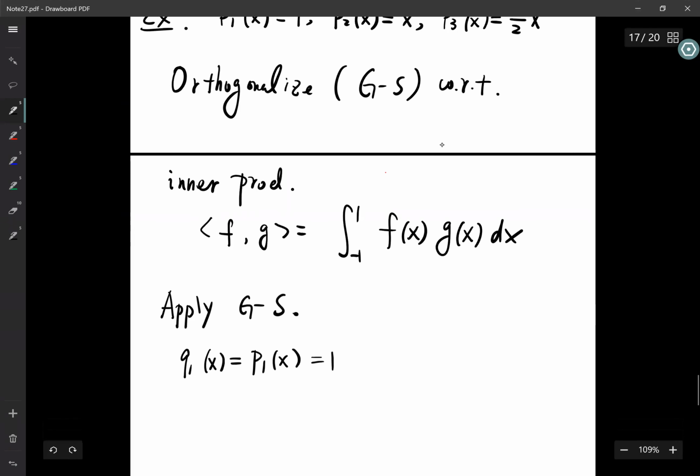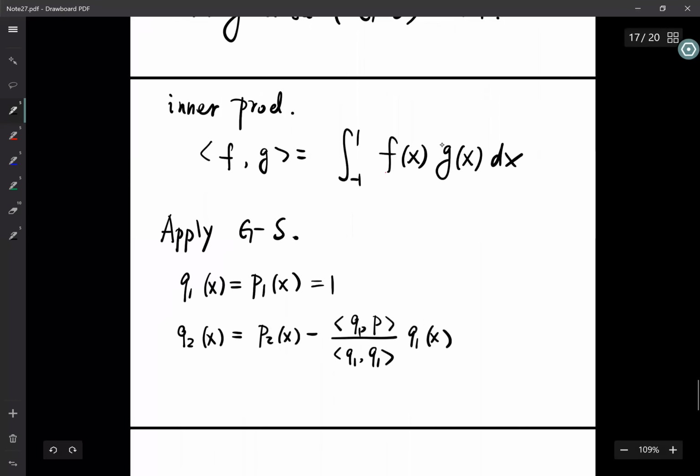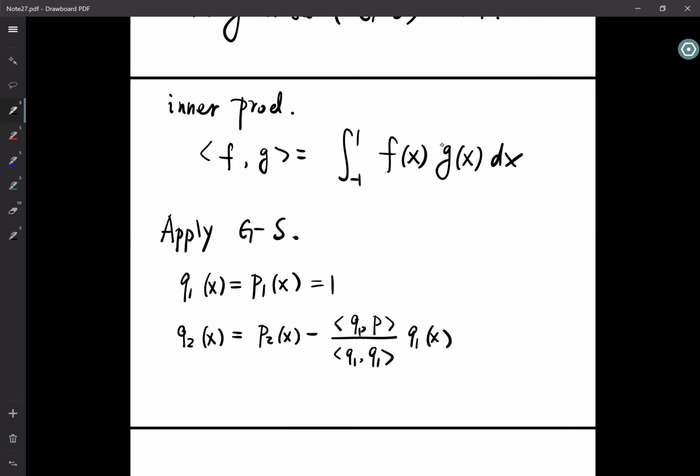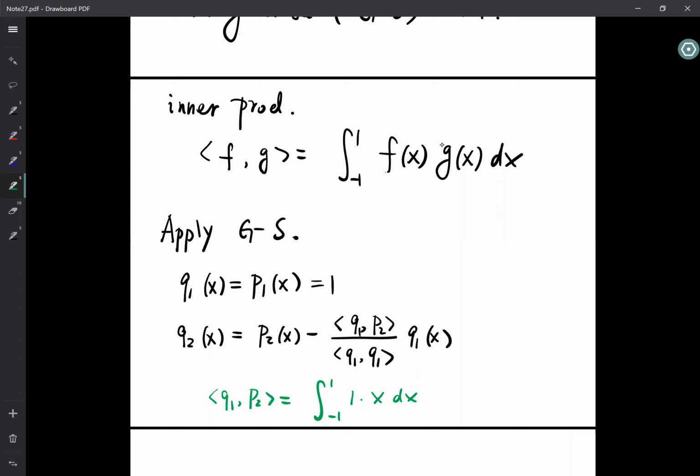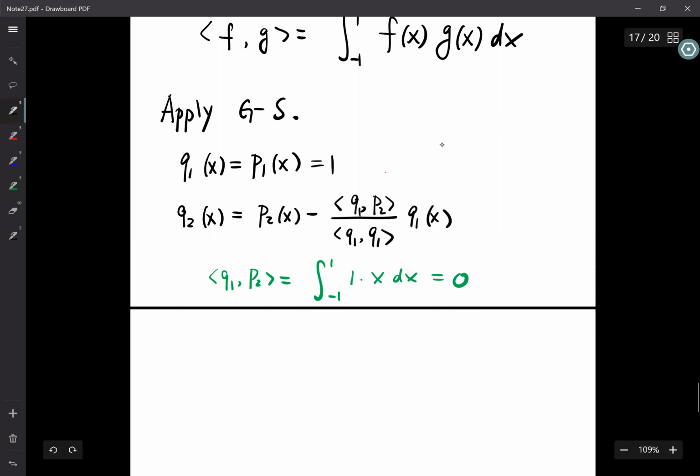Q2(x) should be P2 minus the inner product of Q1 and P2 over the inner product of Q1 and Q1, times Q1(x). It's very similar to the Gram-Schmidt. And what's the inner product between Q1 and P2? It is the integration from -1 to 1 of 1 times x dx. So x is an odd function with respect to a symmetric interval, so this is 0. So we have nothing but P2, so x. Any questions so far? Good.